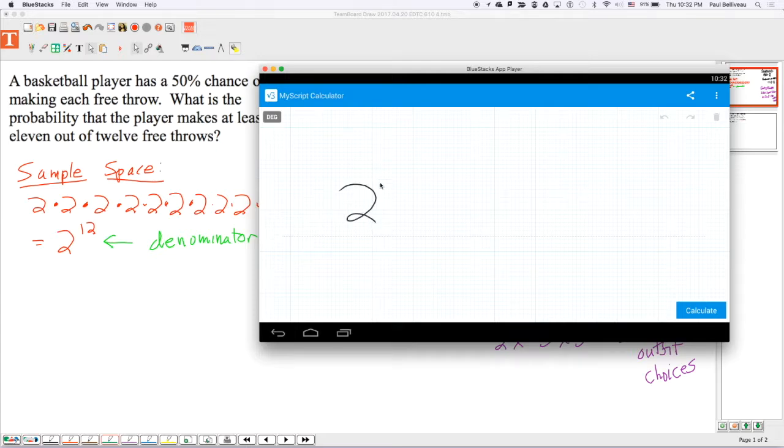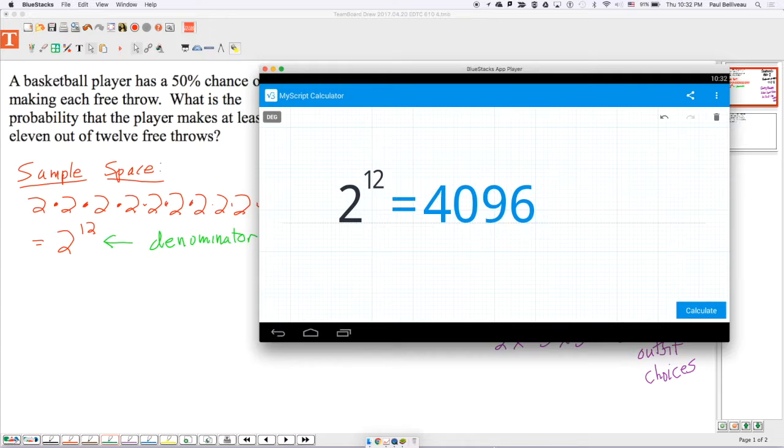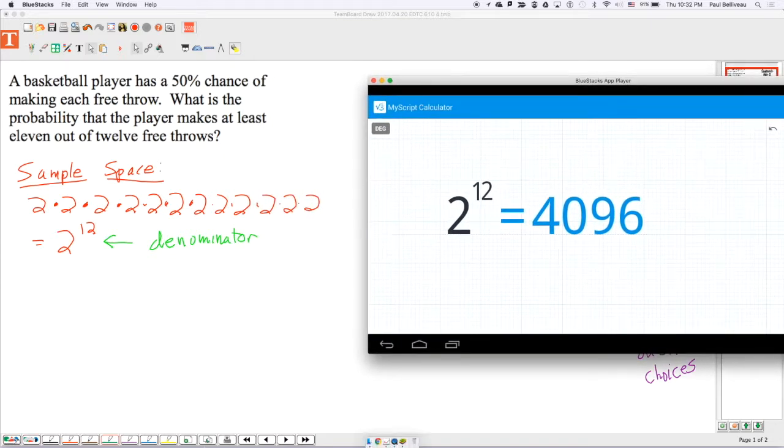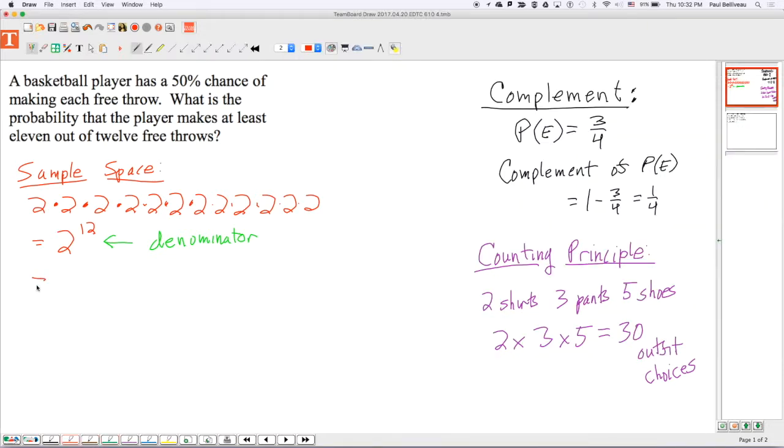And let's just double check that: 2 to the 12th. How many different ways can this happen? 4,096. So our denominator is going to be equal to 4,096. Let's talk about our numerator, our event.